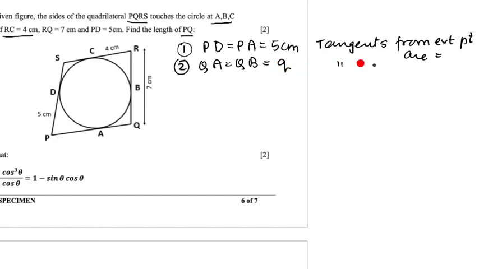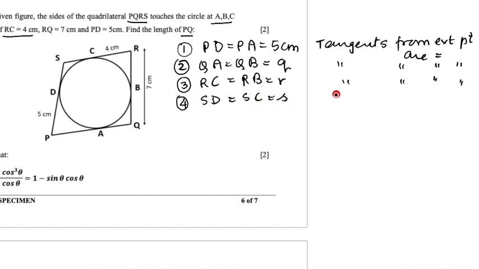And again, tangents from an exterior point are equal, because Q is the exterior point. Let us take R. From here R, these two tangents, so RC equal to RB equal to, let us say, small r. Again, tangents from an external point are equal. And the last one will be SD equal to SC equal to small s.